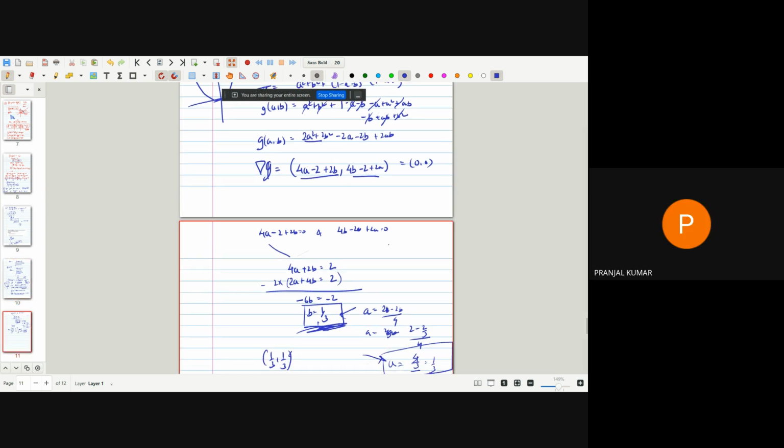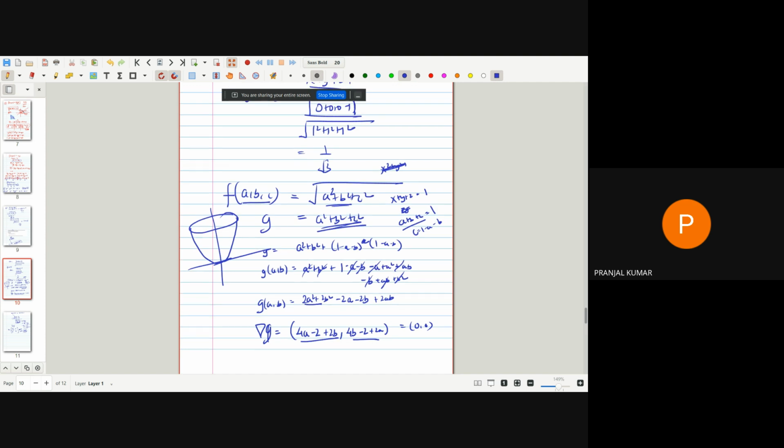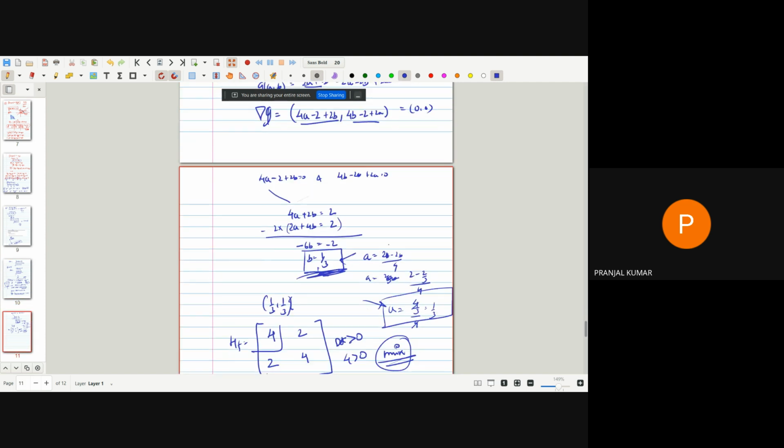And what was C? We forgot C. C was 1 minus A minus B. So 1 minus 1 by 3 minus 1 by 3. That should be 1 by 3. So this will give you 1 by 3.